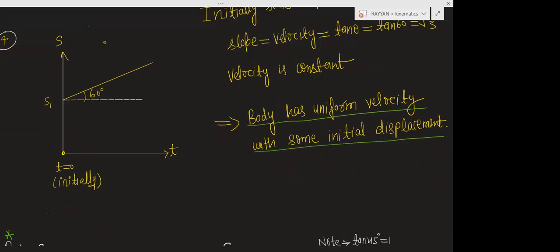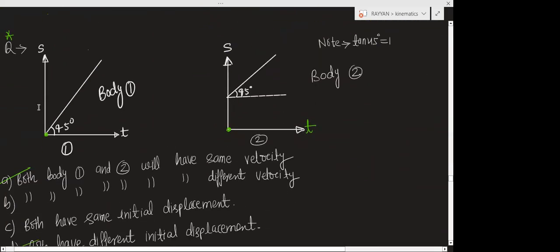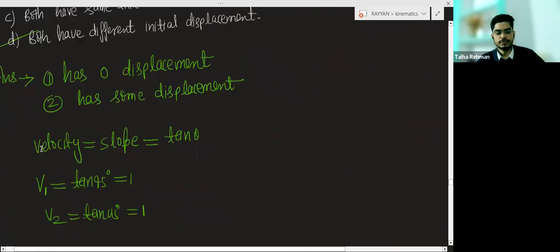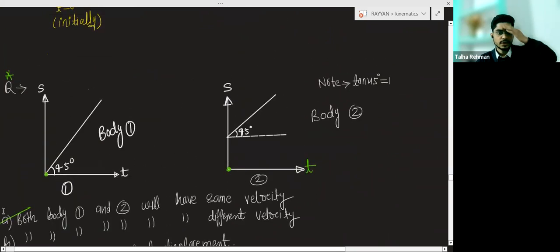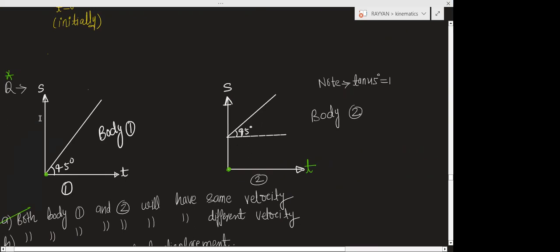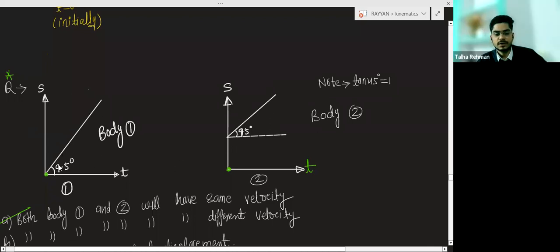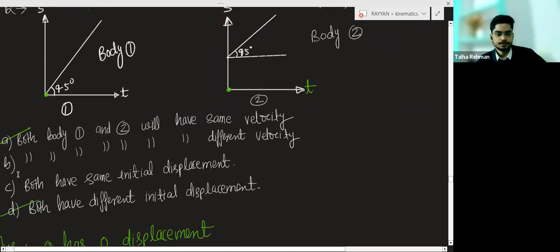Okay, so we will solve this question again. You can see this is the first graph and this is the second graph. This is a straight line graph, and this is also a straight line graph. This angle is 45 degrees and this angle is also 45 degrees. It is given that we need the value of tan 45.